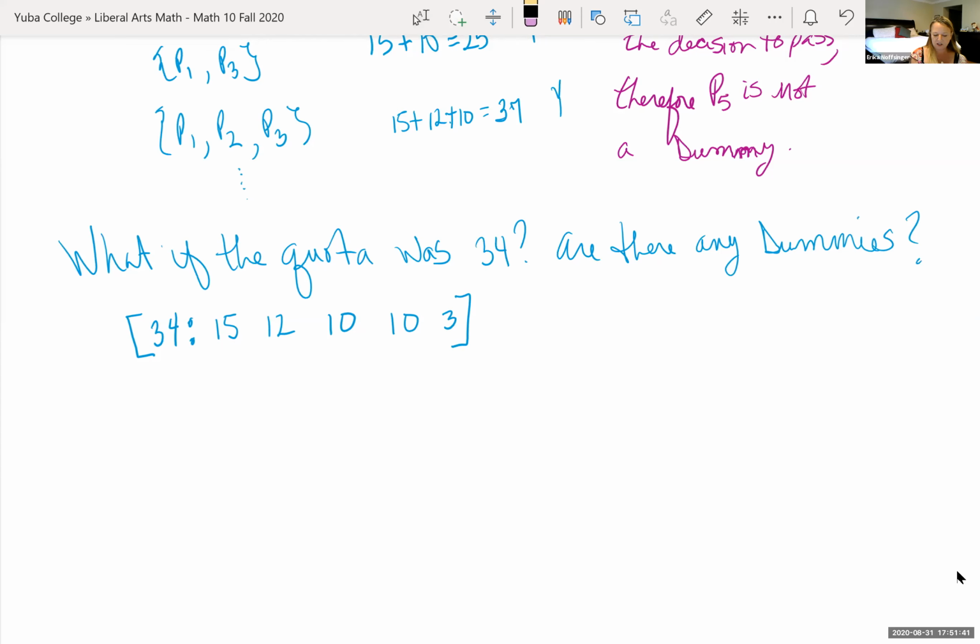So 15 and 12, that's not going to work because that gives me 27 votes and I need 34. If I do 15 plus 12 plus 10, that's 37 votes, that passes it. Here, 27 plus my 3, that's not going to help. This voter wouldn't help with three people voting. What if I did 15 plus 10 plus 10, that's 35, they pass it. They don't need this voter so far.